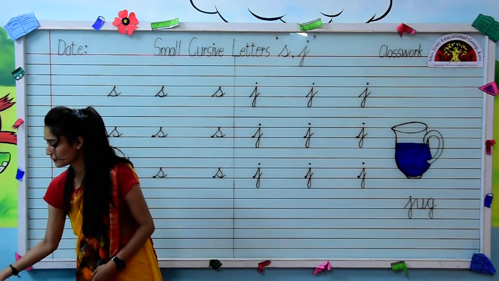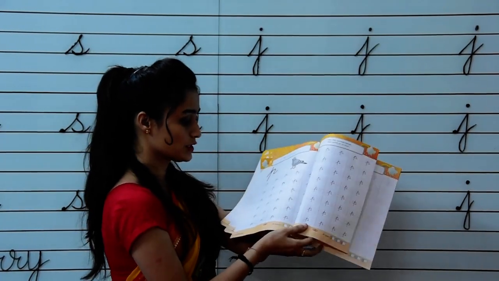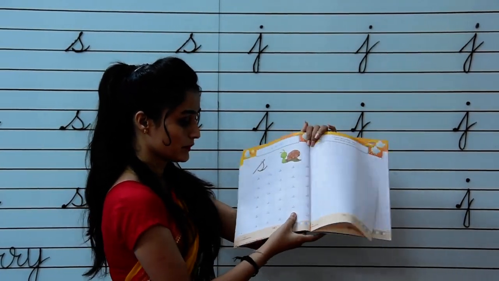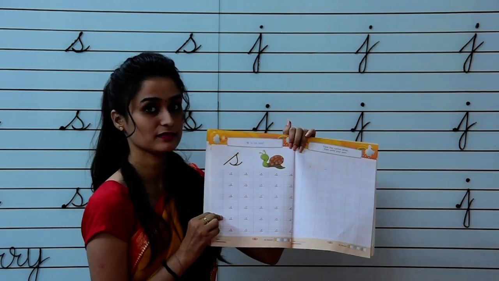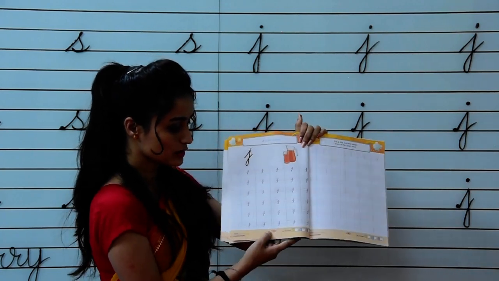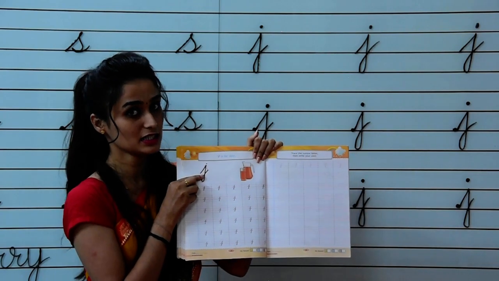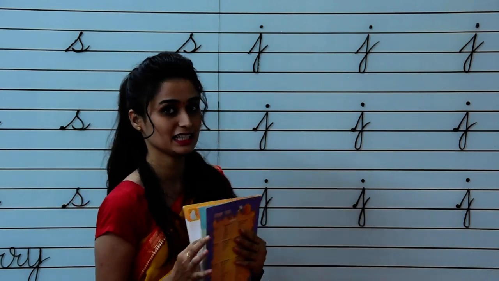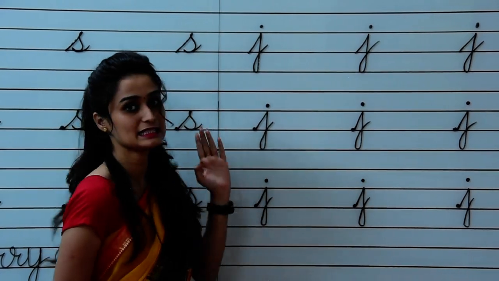So you have to complete in your preset book your page number 46. You have to do tracing of small cursive letter S very neatly and beautifully, and also your page number 48 you have to write small cursive letter J. Okay, write very neatly, beautifully. I hope you understood how to write small cursive letter S and J.